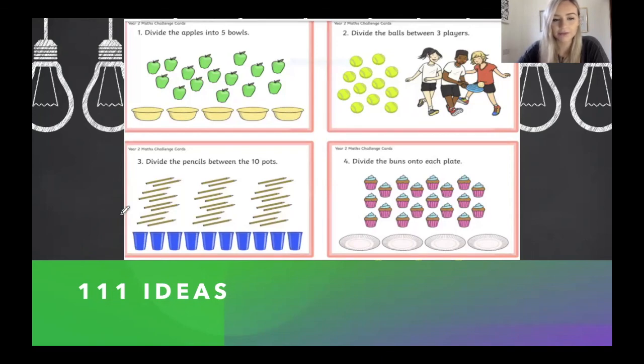Number 3, divide the pencils between the 10 pots. So we've got a lot of pencils here and we need to divide them into the 10 pots. And the last question says divide the buns onto each plate. So we've got 4 plates here and we need to divide those buns.